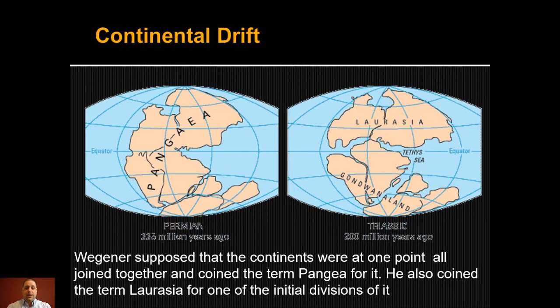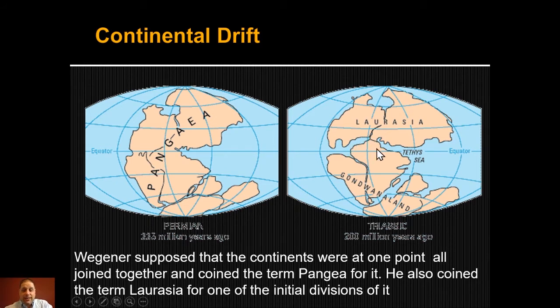And so he came up with the term Laurasia for one of the first divisions of Pangea. So you can kind of see here that Pangea breaks up along this line into Laurasia and Gondwanaland, which is what we call it now. And as it does so, it opens up this seaway, and that seaway grows into an ocean as they move further and further apart, called the Tethys Sea. Well, on this side, it's called the Tethys Sea, and then we eventually get the Atlantic Ocean over here.